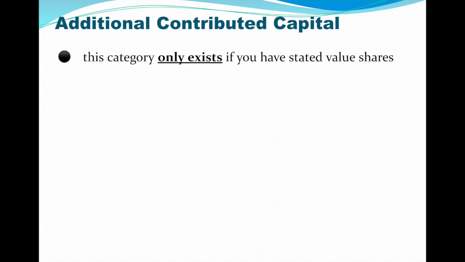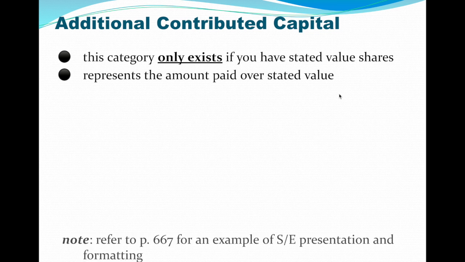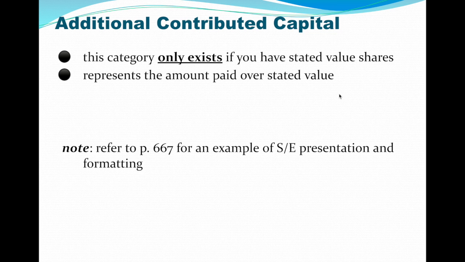So, additional contributed capital. This category only exists if you have stated value shares, and it'll only have a number in it when the amount of money paid for shares is over the stated value. And check out page 667 for an example of shareholders' equity presentation and formatting.